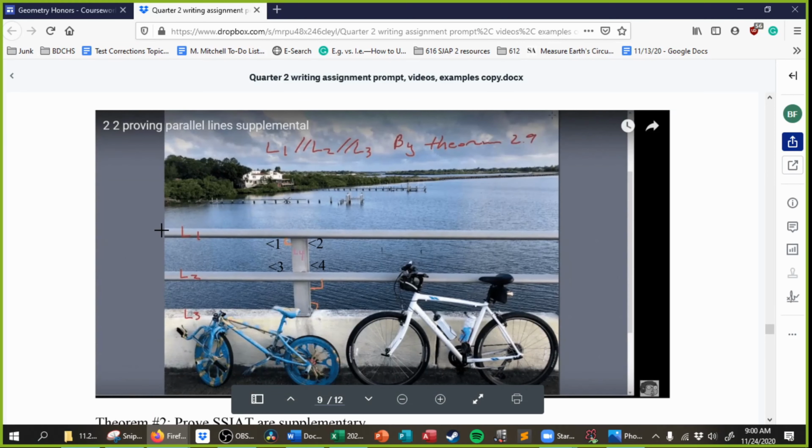Let's look at this picture. Everything that I need to say for my given is going to be line 1, line 2, and then that line 1 is perpendicular to line 4. That's what this symbol means. And here's my line 4. So line 1 is perpendicular to line 4, and line 2 is perpendicular to line 4.